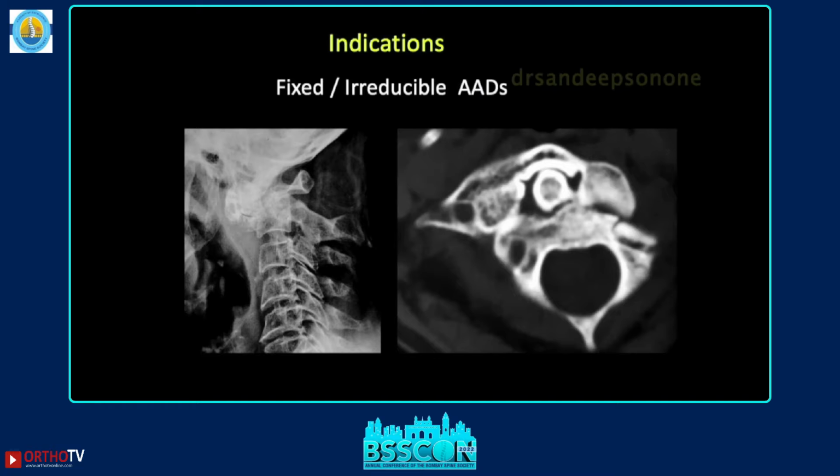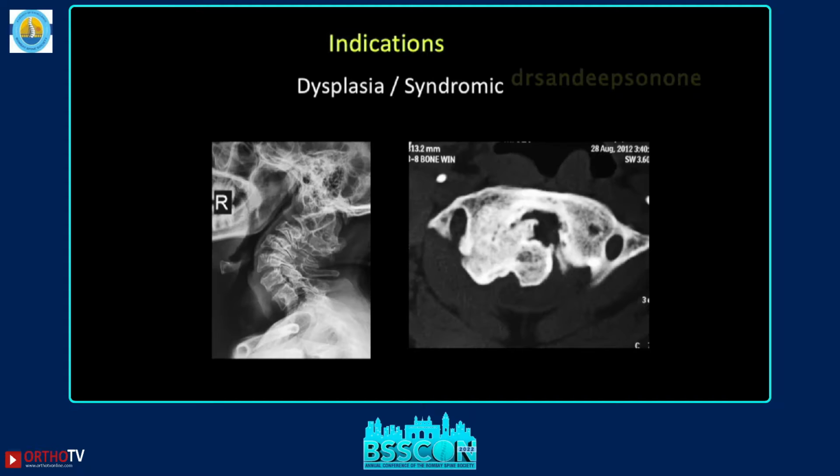The indications can be fixed or irreducible atlantoaxial dislocations, which are associated with severe contracted structures anteriorly. It could be the ligaments or the bones with bony anomalies, or it could be one of those dysplastic atlantoaxial dislocations which is associated with severe bony anomalies, not only posteriorly but also anteriorly with bony fusion, which prevents the relocation of the odontoid back into the C1 arch.